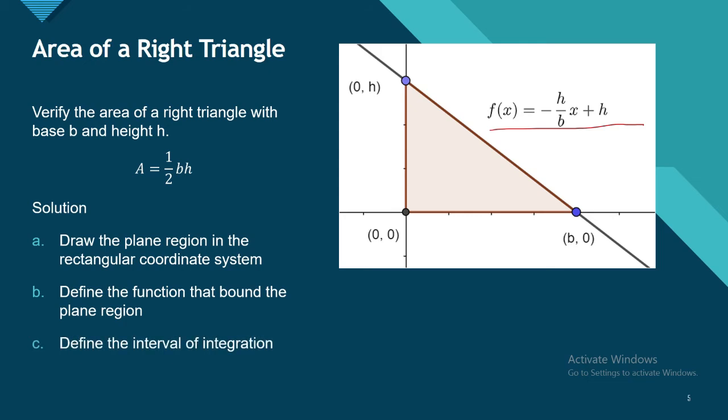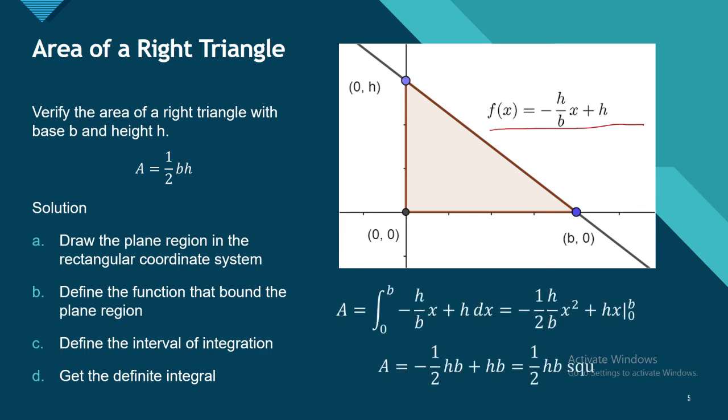The interval of integration is from 0 to b. Let us now get the definite integral. So the area of this right triangle is equal to the integral of our linear function, negative h over b times x plus h dx, evaluated from 0 to b.